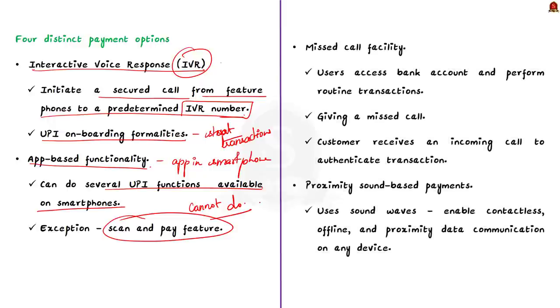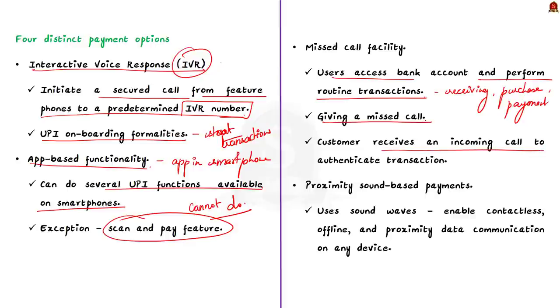Third option is missed call facility. This option allows the users to access their bank account and perform routine transactions such as receiving, transferring funds, regular purchases, bill payments, etc. by giving a missed call on the number displayed at the merchant outlet. The customer will receive an incoming call to authenticate the transaction by entering the UPI PIN. We saw previously, right? We have to create the UPI PIN using the debit card. So, once you make the missed call, you will receive a call during which you have to enter your UPI PIN to authenticate the transaction. And this is how a payment is completed.